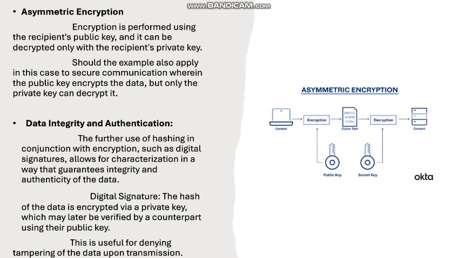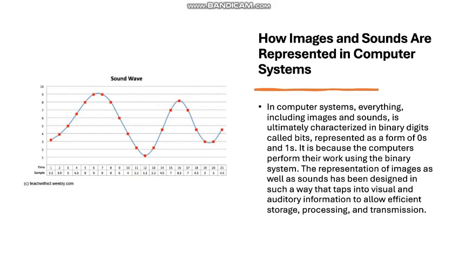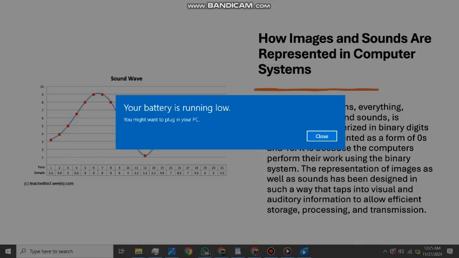denying tampering. How images and sounds are represented in computer systems. In computer systems, everything including images and sounds is ultimately characterized by binary digits called bits, represented in the form of zeros and ones. This is because computers perform their work using the binary system. The representation of images as well as sound has been designed in such a way that it taps into visual and auditory information to allow efficient storage, processing, and transmission.